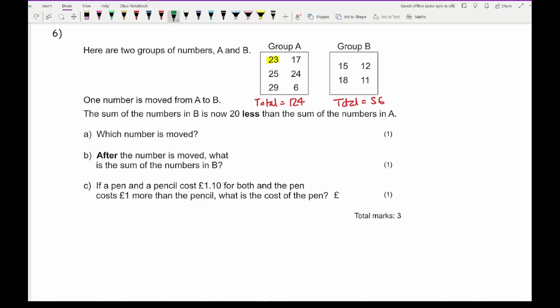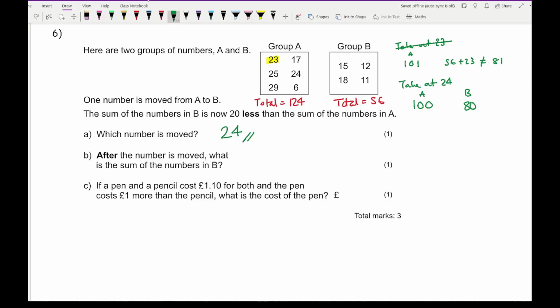So for example, if we take out 23, then that's going to be 101, and so 20 less is looking at 81, and so is 56 plus 23 equal to 81? No, it's not, so 23 is not going to be the case. If I then take out 24, then the total for group A is going to be 100, and the total for B is going to be 80. And as you can see, we've got a difference of 20. So which number has moved? The answer then is going to be 24.